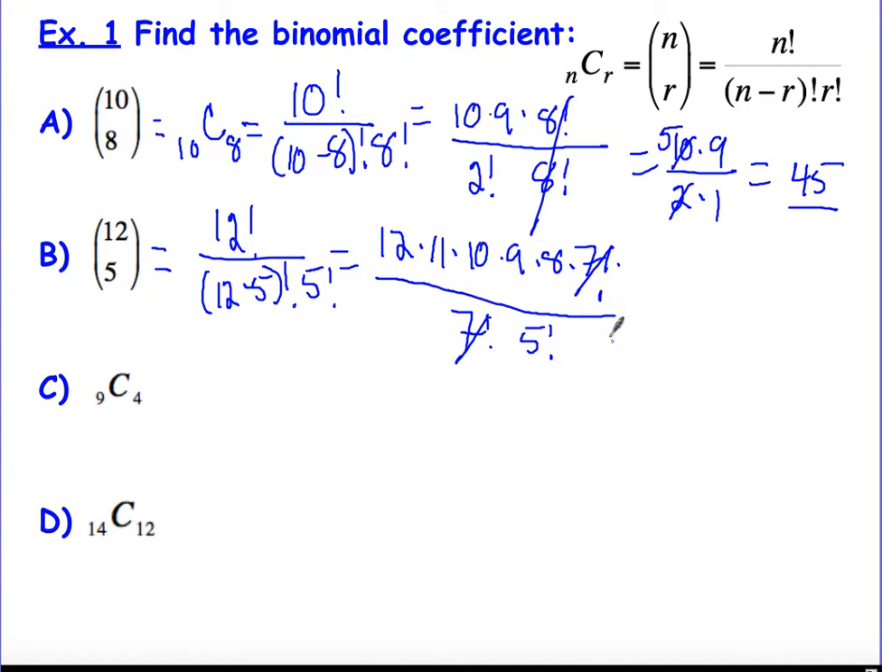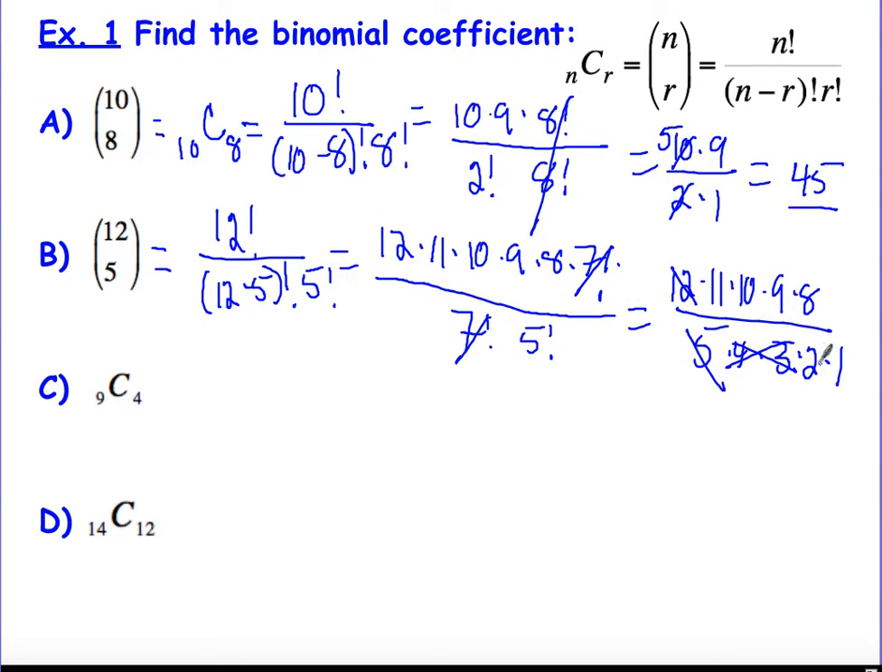And so we still have 12 times 11 times 10 times 9 times 8 all over 5 times 4 times 3 times 2 times 1. If I go 4 times 3, that cancels out the 12. 5 times 2 cancels out the 10. And all I'm left with is 11 times 9 times 8 over 1.